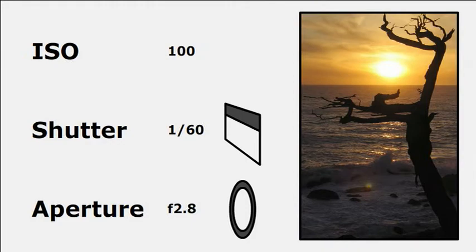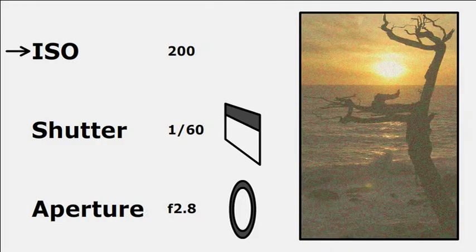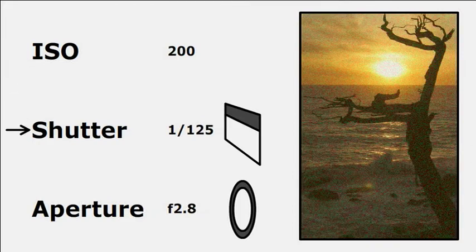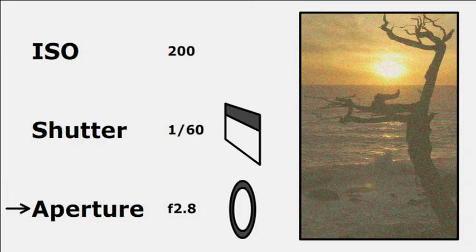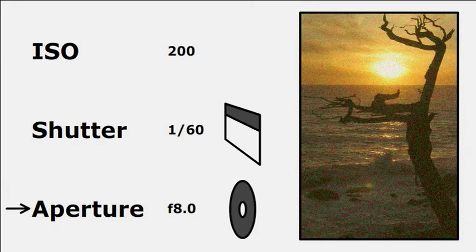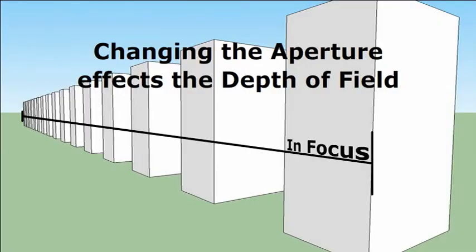Let's say this is our scene. Right now the ISO is set to 100, the shutter speed is set to 1/60th of a second, and the aperture is set to f2.8. Increase the ISO to make the camera more sensitive to light. If the other two settings don't change, the picture becomes brighter. Now I can make the shutter speed faster to cut the amount of light entering the camera. This will also help stop fast-moving targets. Or instead, I can choose a smaller aperture opening to reduce the amount of light entering the camera. This will also increase the depth of field, making everything from the foreground to the background in focus.